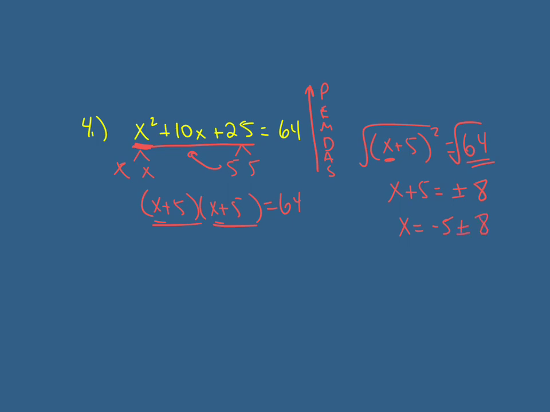Since there's no radical remaining, you do have to split this up. You have to do negative 5 plus 8, and you have to do x equals negative 5 minus 8. So you're going to get two different answers with no radicals. X equals 3, and x equals negative 13. So those are your 2 answers for 4.